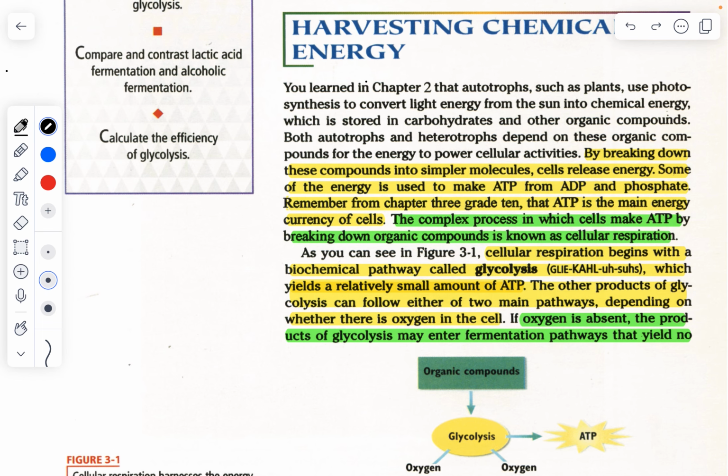The complex process by which cells make ATP by breaking down organic molecules is known as cellular respiration. I already told you cellular respiration means breaking down a complex molecule into simpler molecules so that we will have ATP. In photosynthesis, the initial reaction was the light reaction.